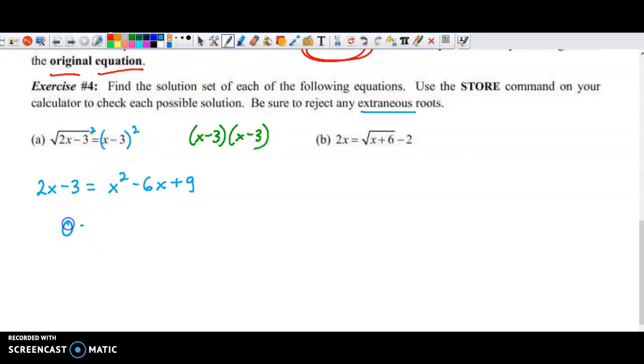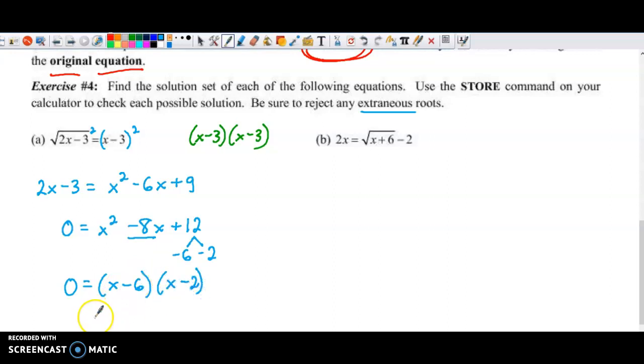And then from here, I would subtract 2x over. I would add 3 over. And then factors of 12 that add to be negative 8 would be negative 6 and negative 2. So we're looking at x minus 6, x minus 2. So what I'm saying is x could be positive 6 or x could be positive 2. And now we need to check for extraneous solutions.